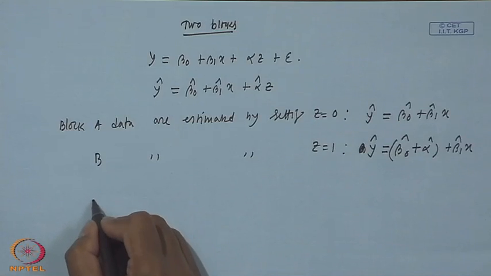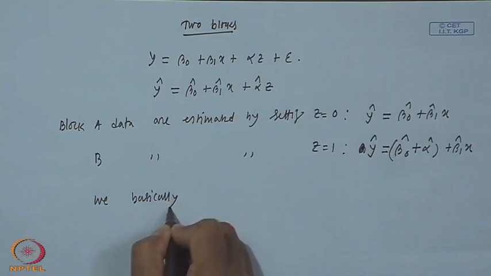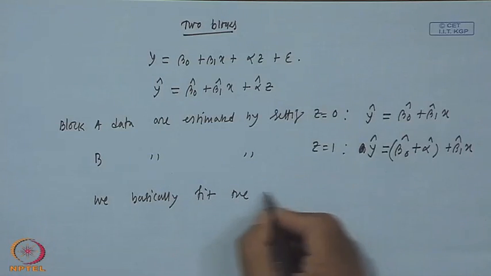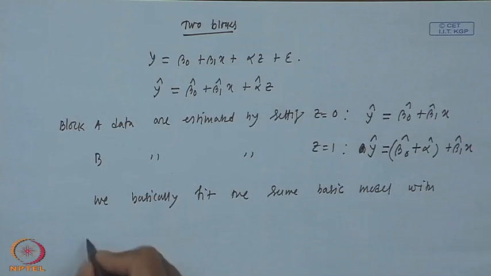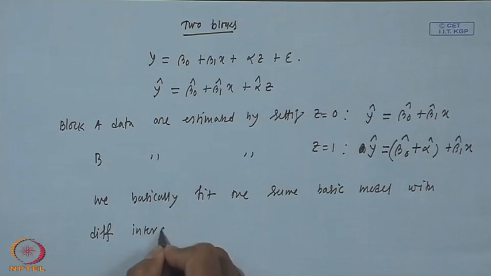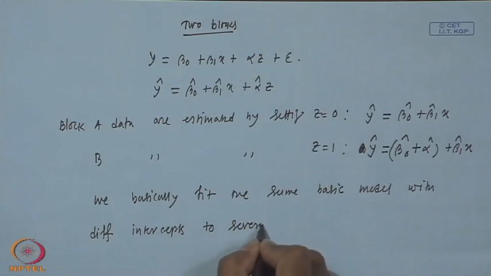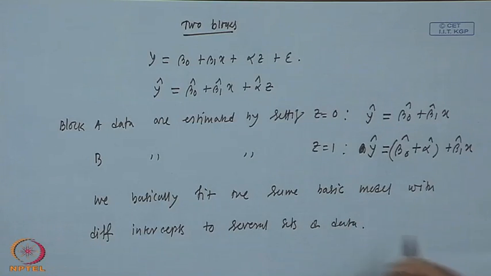So what we are doing is that we basically fit the same basic model with different intercepts, right, to several sets of data. Okay, so whatever we have learnt now is that we are fitting the same basic model with the same slope but different intercepts for different sets of data, but this might not be true always. I mean, different sets may require different straight line fits.